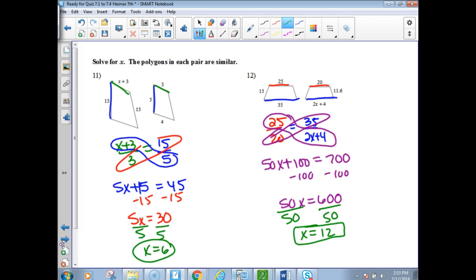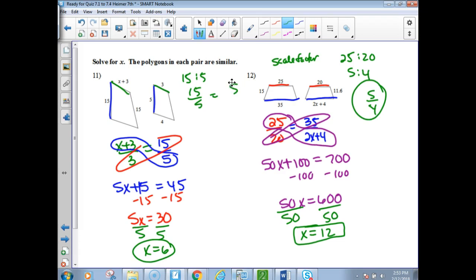It does? And I'm missing that? Actually, really? Okay, sorry. Let me not forget that then. Also find the scale factor. Okay, the scale factor, and that's important too, because you're going to need to be able to write the scale factor on your quiz tomorrow. 25 to 20, and you could reduce that, would be 5 to 4, 5 over 4. Now I should have written the scale factor for this one is 15 to 5 or 15 over 5, which is divide by 5, you get 3 to 1.